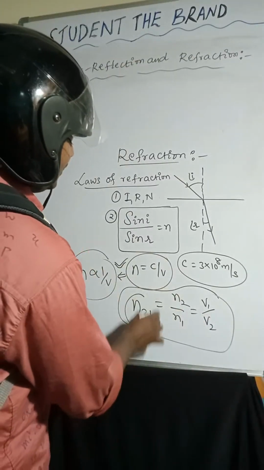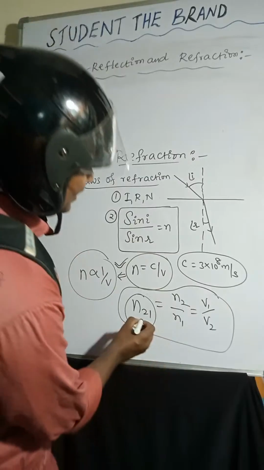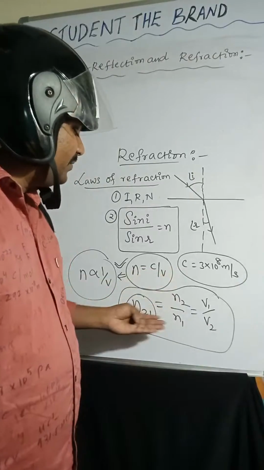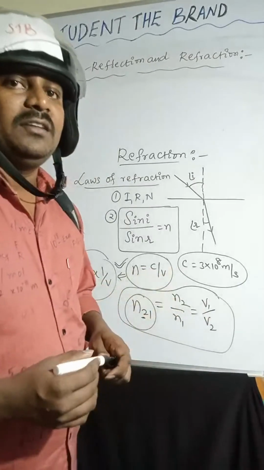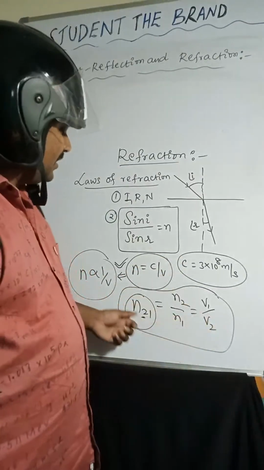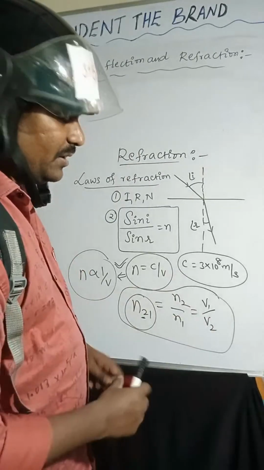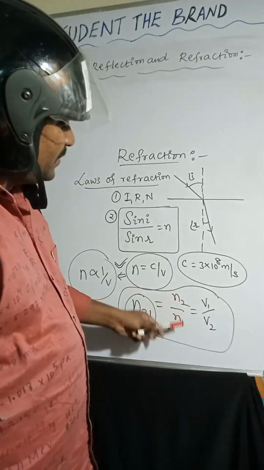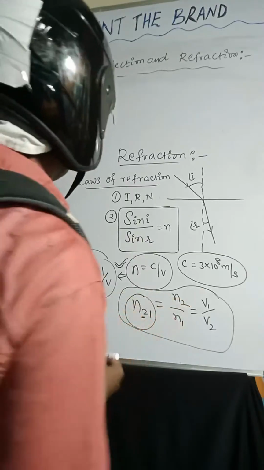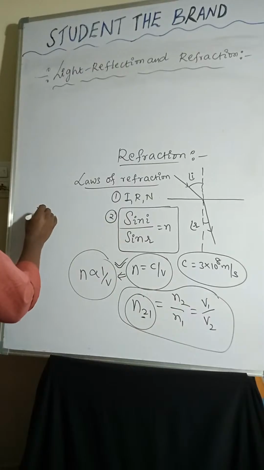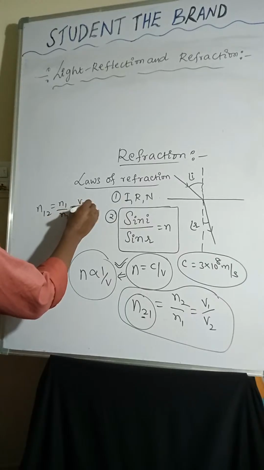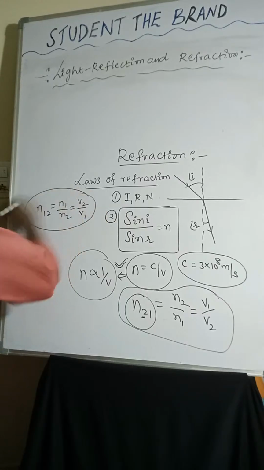If you are writing n21, whatever medium comes first, say glass, you write its refractive index in the numerator, like refractive index of glass by refractive index of water, and the next one you write in the denominator. So n21 is n2 by n1. If you are writing n12, that is nothing but n1 by n2 equal to v2 by v1. Very, very important.